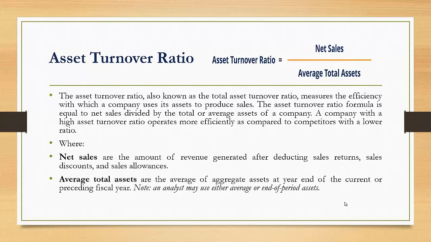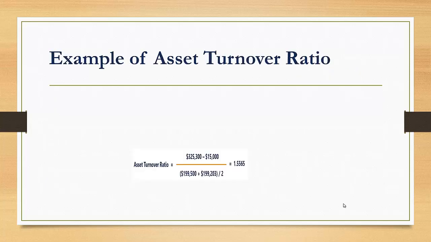In this formula, the net sales refers to the amount of revenue generated after deducting sales returns, sales discounts, and sales allowances. Also, average total assets refers to the average of aggregate assets at year end of the current or preceding fiscal year. One point one should note is that sometimes analysts may use either average or end of period assets.